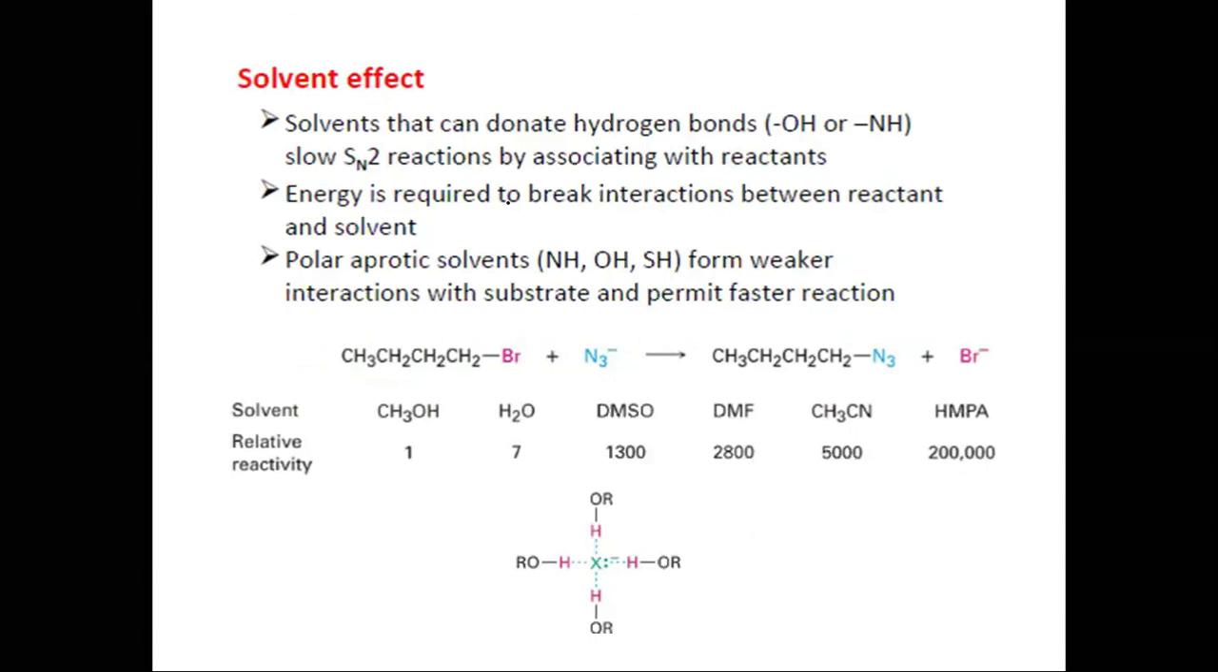So in the solvent effect, the solvents that can donate hydrogen bonds, like OH or NH, slow the SN2 reaction by associating with the reactants. Energy is required to break the interactions between the reactant and the solvent, because all bond breakage and bond formation needs energy, and these energies generally are extracted from the solvent systems. Polar aprotic solvents, if you are using them, form weaker interactions with the substrate and permit faster reactions.